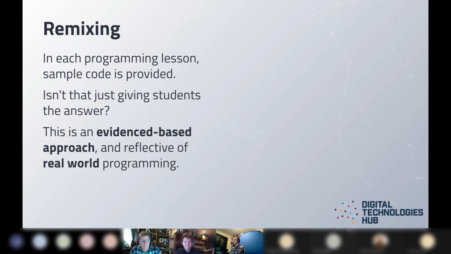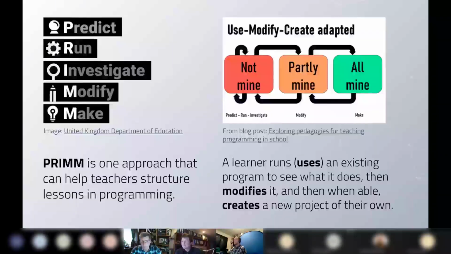It's very normal in real world programming, and there's a certain line between doing that and just outright copying someone else's intellectual property. So this is an evidence-based approach, teaching your students in a way where they're not just starting with a completely empty slate, and also not just being given a complete program to copy out. There's an in-between that we can reach here. Two of the models that are examples of this are one called PRIMM, predict, run, investigate, modify, and make, and another that adapts that, the use, modify, create model.